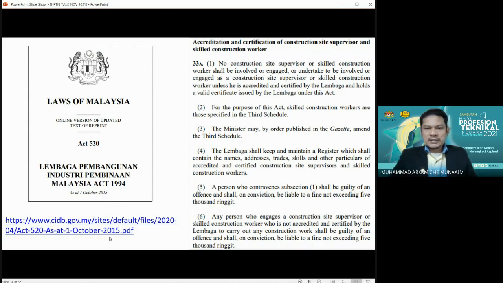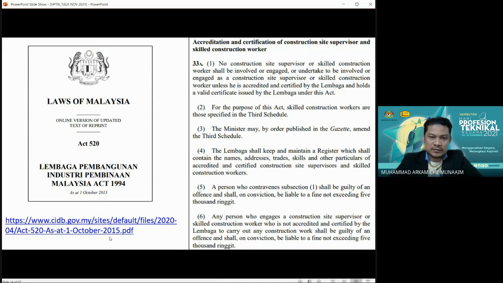So for the purpose of this, the skilled construction workers are those specified in the Third Schedule. There will be certain types of people specified under the Third Schedule. We will show the Third Schedule later. The Minister may by order published in the Gazette amend the Third Schedule. Okay, that will not be our business today. The Lembaga shall keep and maintain the register which shall contain the name, address, trades, skill, and other particulars of accredited and certified construction supervisors and skilled construction workers. So the Lembaga has that register to keep and maintain, which shall contain the name, address, and so on. That will be mentioned also in the Act.